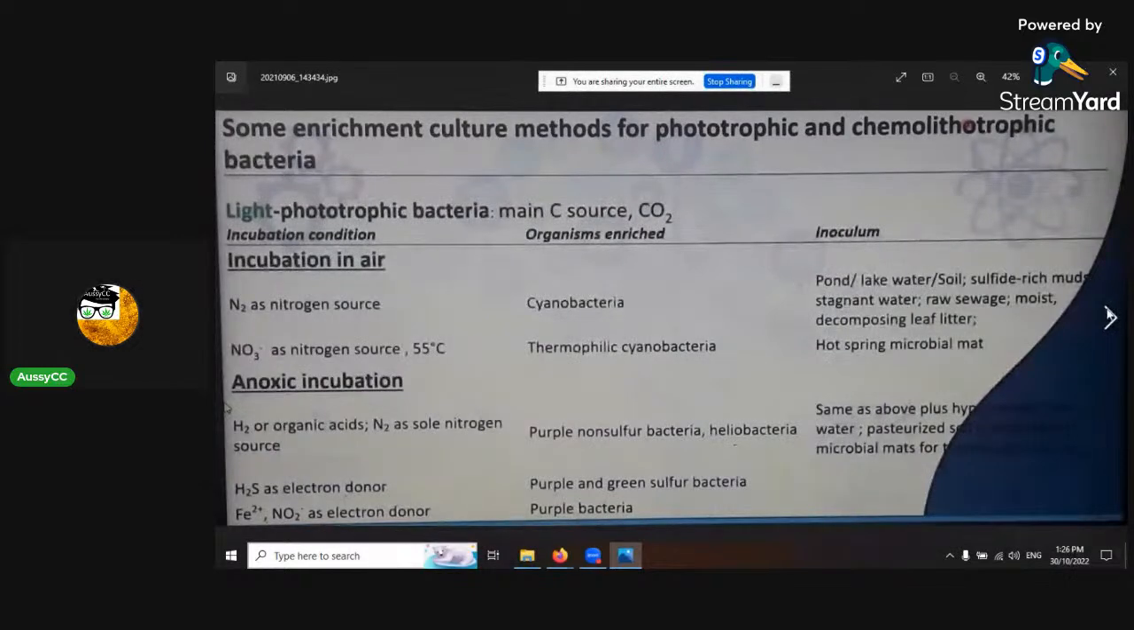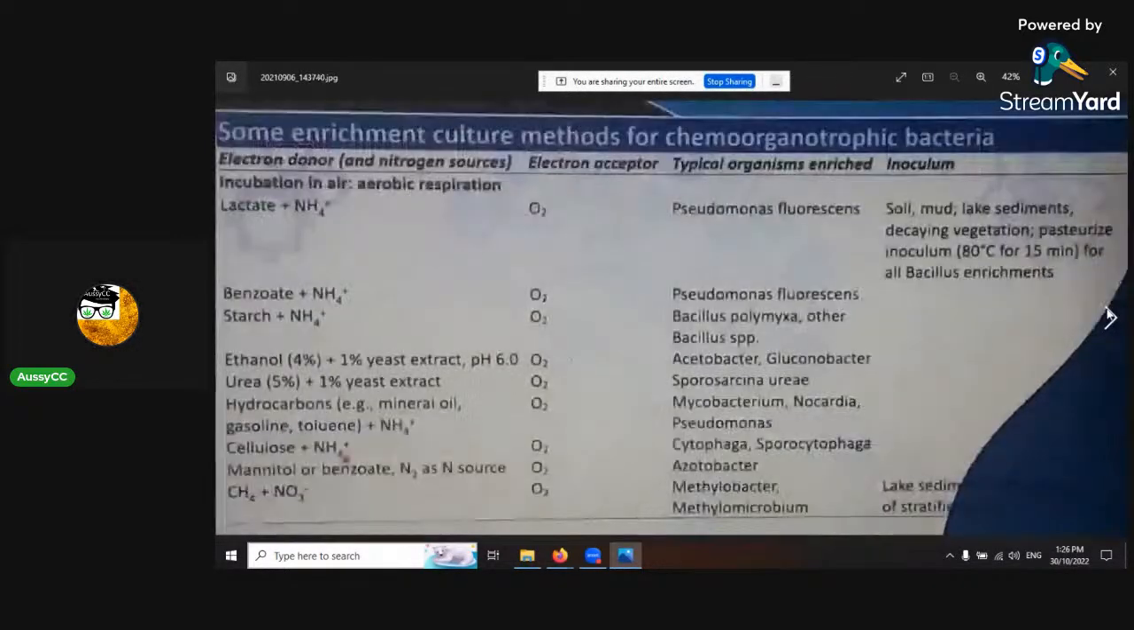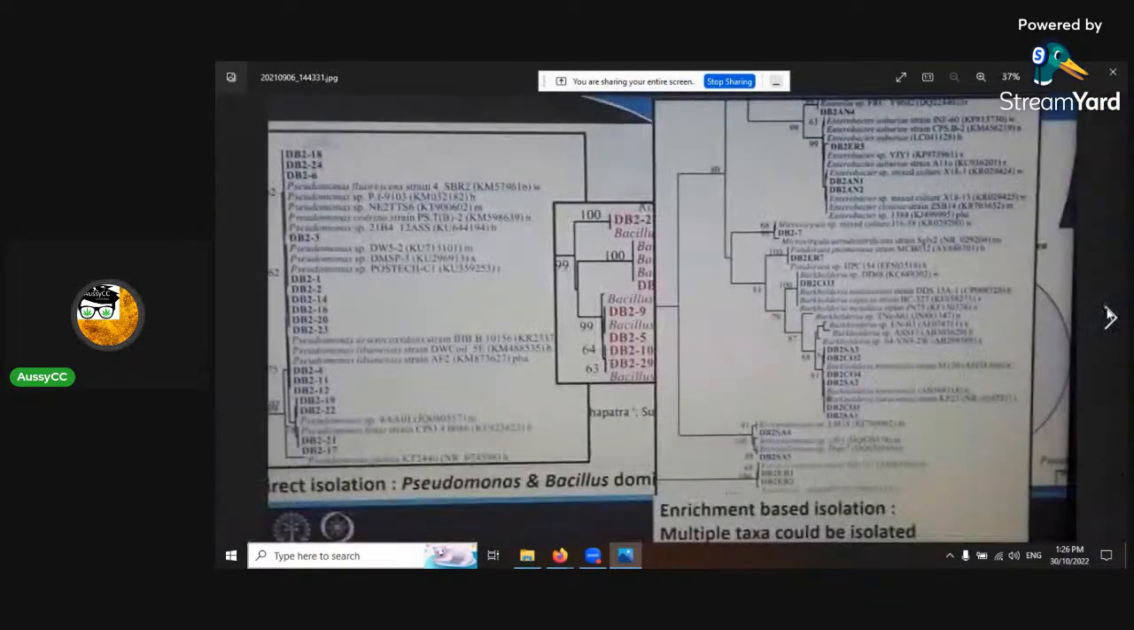This is to enrich halate. I'll have to skip through that stuff. This is some Pseudomonas strain data, DNA data.